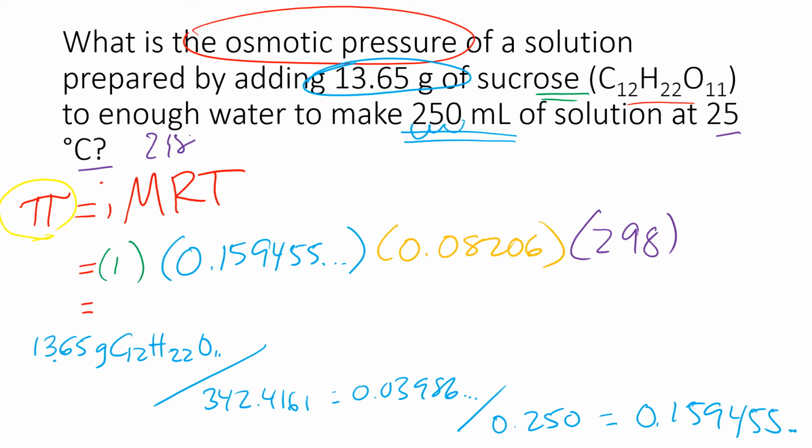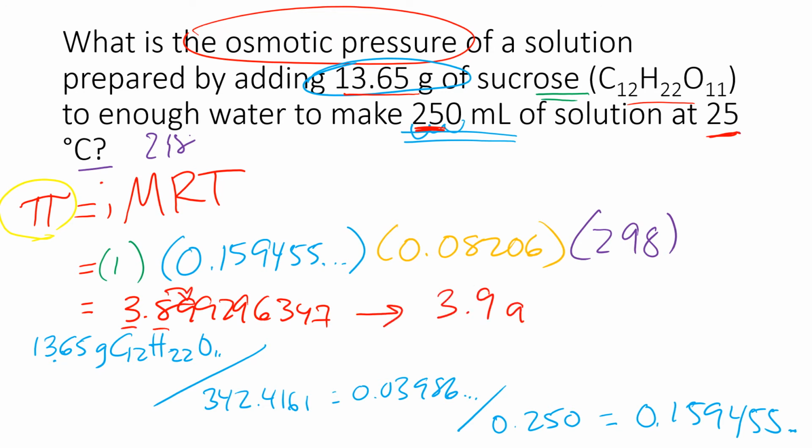So 1 times the 0.159 times 0.08206 times your temperature, 298. You end up with 3.89929647. Looks like we have 2 sig figs, because this is 2, 2, and this is 4, so let's make it 2. So this will be 3.9 atmospheres. And box it in. I know that was a long slide.